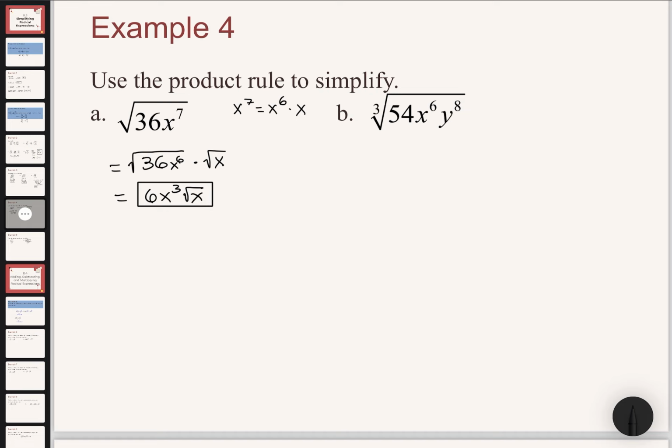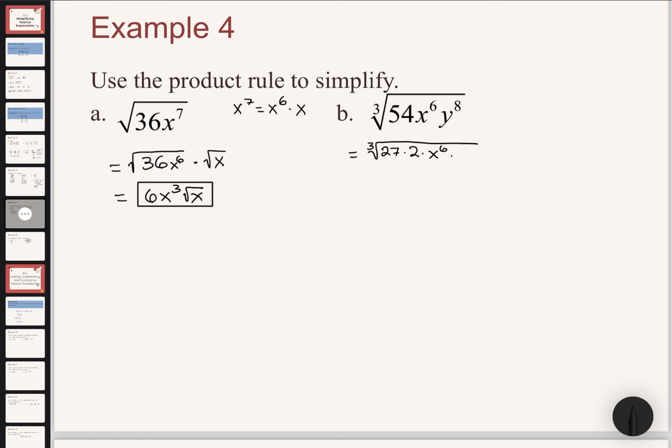Well, yeah, 54 I can split into 27 and 2. So I'm going to rewrite this as cube root of 27 times 2. x to the 6th, well, 6 is a multiple of 3, so that'll actually be able to simplify quite nicely. So I'm going to leave x to the 6th as is.